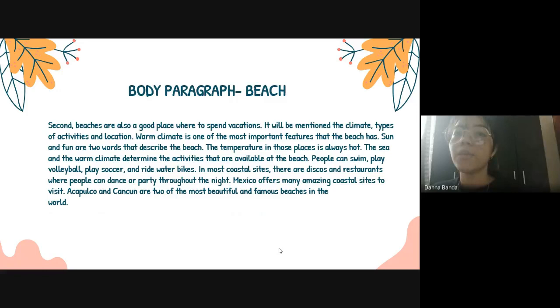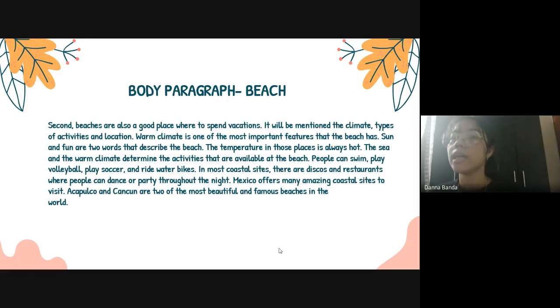The sea and the warm climate determine the activities that are available at the beach. People can swim, play volleyball, play soccer, and ride water bikes. In most coastal sites, there are discos and restaurants where people can dance or party throughout the night. Mexico offers many amazing coastal sites to visit. Acapulco and Cancun are two of the most beautiful and famous beaches in the world.